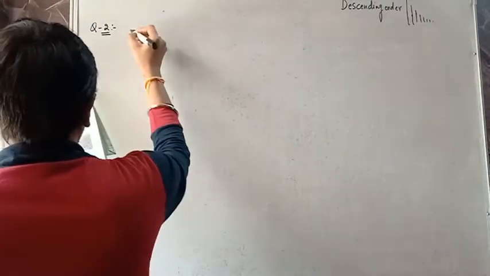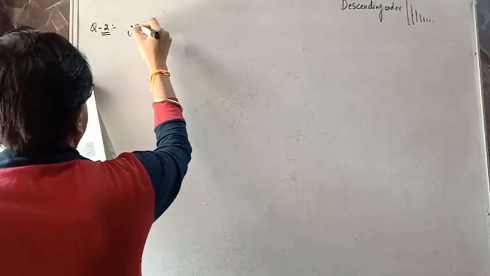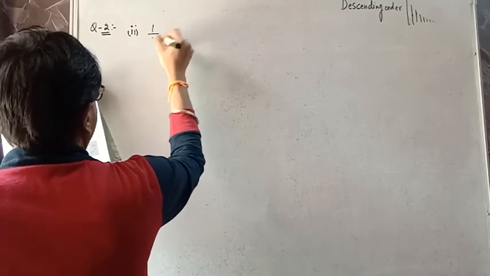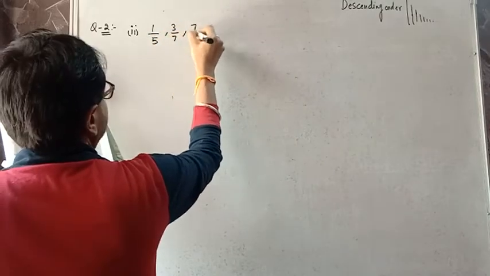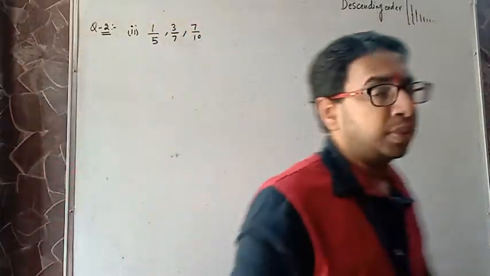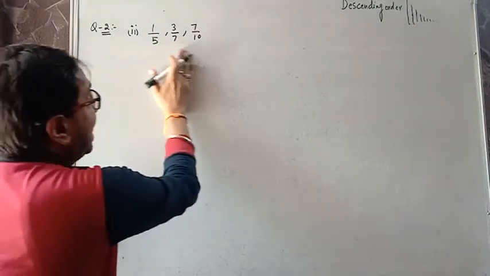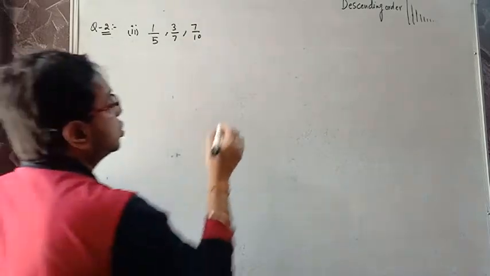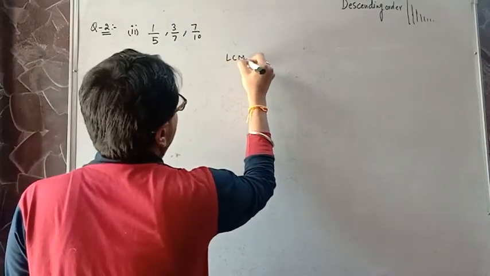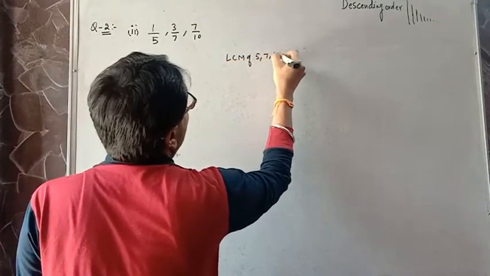Arrange the following in descending order. So I am doing the first part for you, or maybe let us do the second part: 1 by 5, 3 by 7, 7 by 10. Don't do it directly, that you can see and you can put. For that, first of all, unlike fractions need to be converted to like fractions. How? By taking the LCM of 5, 7 and 10.